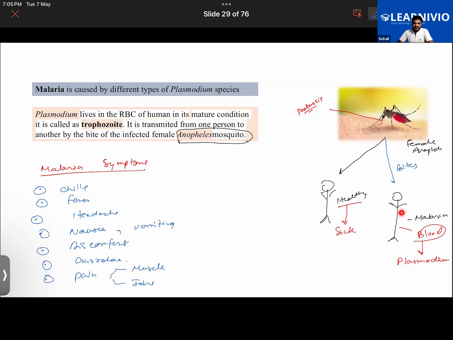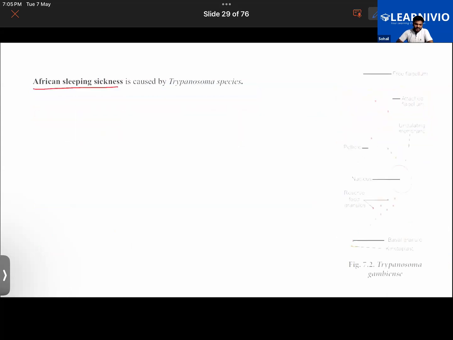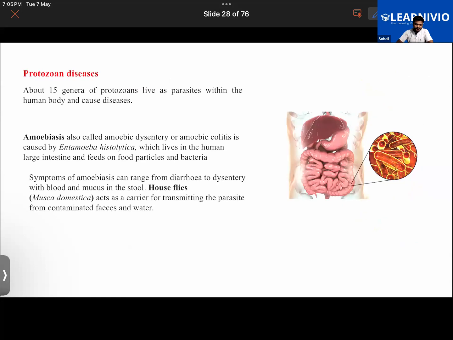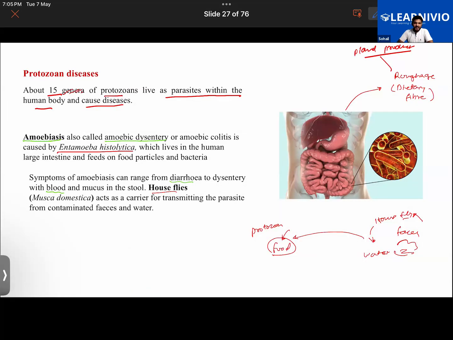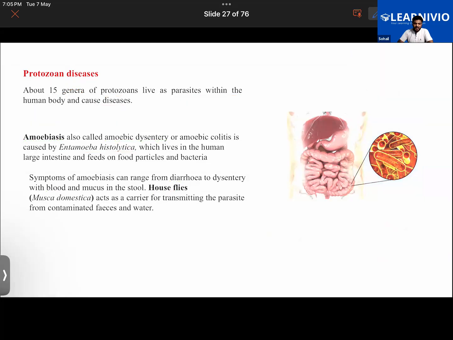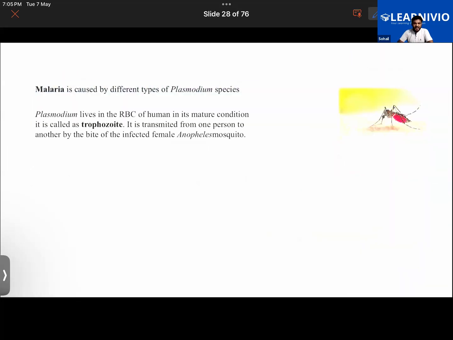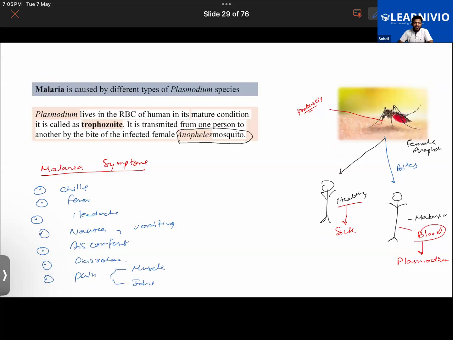Now, just like we discussed how amoebiasis is transmitted by the housefly, which transmits it from the fecal matter of animals or humans or dirty water to the food, and once we consume it, we get sick. In the case of amoebiasis, it was transmitted with the help of a housefly. Here the disease is transmitted from a sick person to a healthy person because of the female Anopheles.